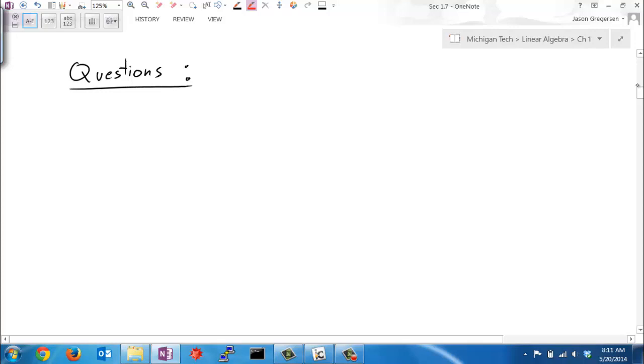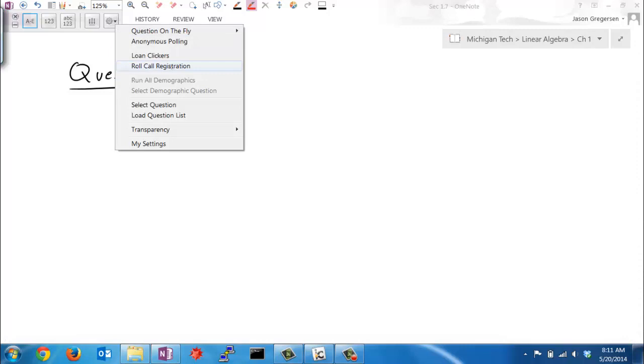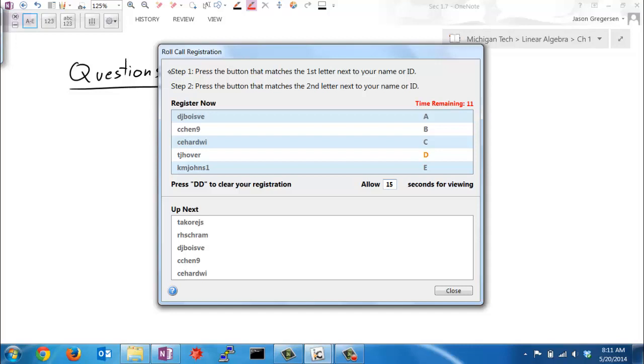Yep. I have my iClicker here today. How do I register? Oh, yep. Let's see. Do a quick roll call to see if anybody has registered yet. So you should just turn it on and then wait till you see your name and then press the associated letters.